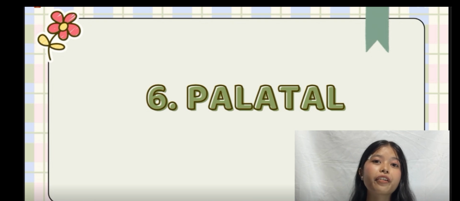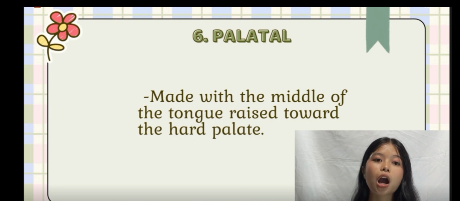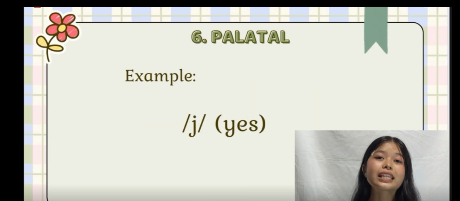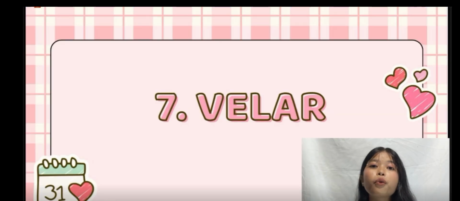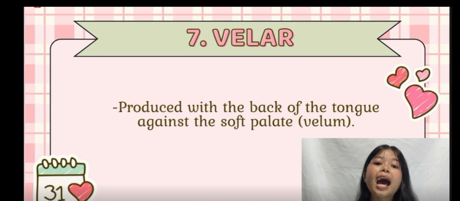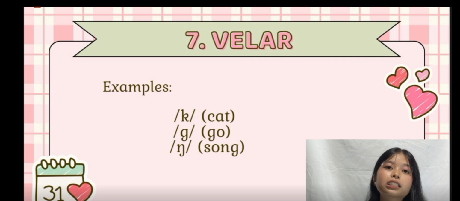For the sixth one, we have palatal, made with the middle of the tongue raised toward the hard palate. For example, y in yeah or yes. The seventh one, we have velar, produced with the back of the tongue against the soft palate. For example, k for cat, g for go, ng for sing.